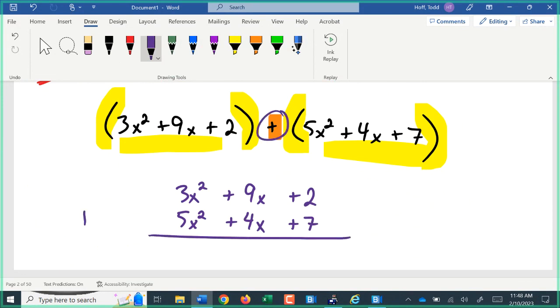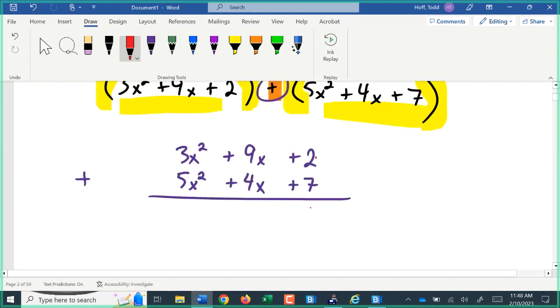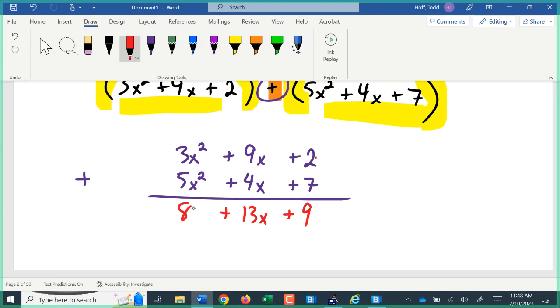And we are adding here, so we add down the columns. 2 plus 7 is 9. It's a positive 9, so put a plus in front of it. 9x plus 4x is 13x. Again, positive, I put a plus in front of it. 3x squared plus 5x squared is 8x squared. Now here we see our first major difference between algebraic numbers and whole numbers.